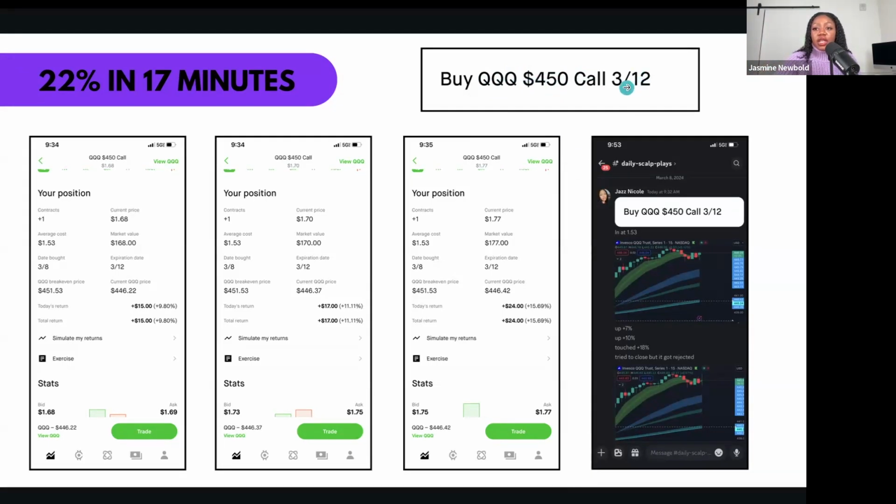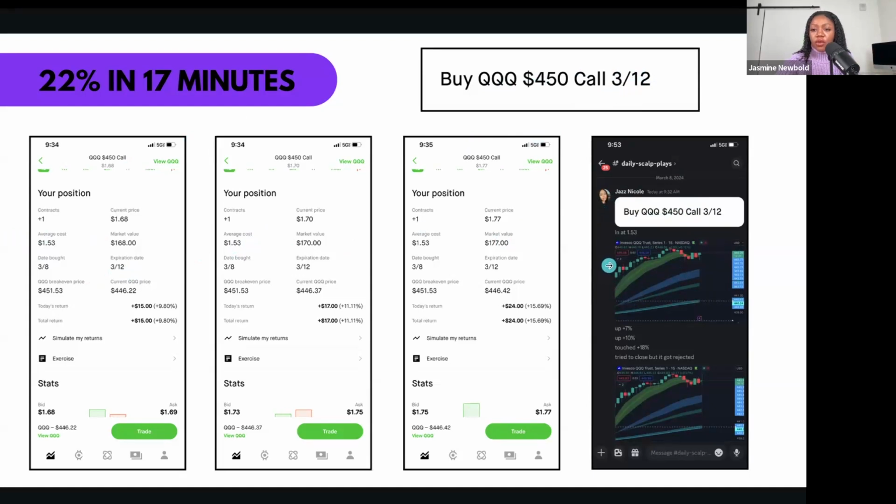I chose the soon to expire route with this one, and I let my Discord group know that I was getting in and that I was buying it at 153. So I got in, bought this contract for $153 at 9:32 a.m. on March 8th. This is what it was looking like on the chart.